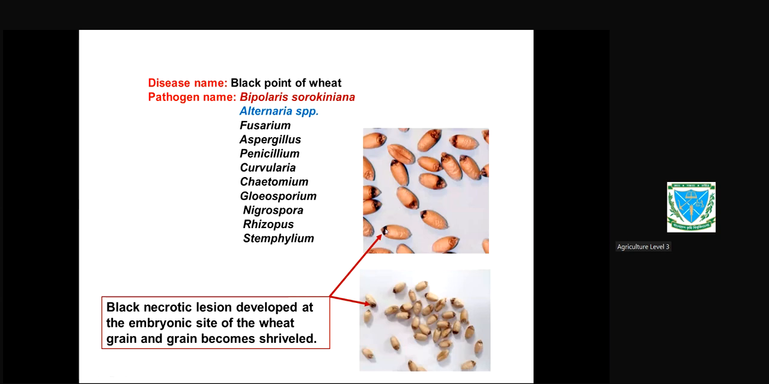What are the symptoms? You see the black necrotic lesions, you see here, black necrotic lesions develop at the embryonic site of the wheat grain, and grains become shriveled. The grains become shriveled. Black necrotic lesions develop at the embryonic point of the grain, and grains become shriveled due to infection by these pathogens. So we call it black point of wheat.